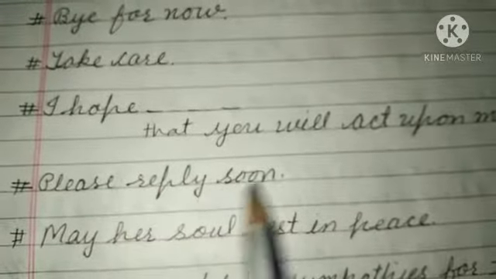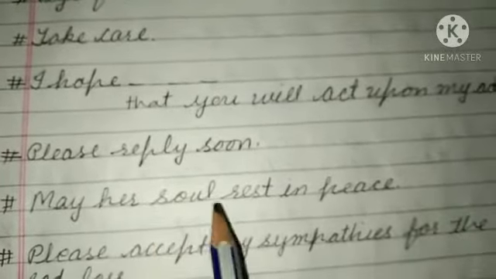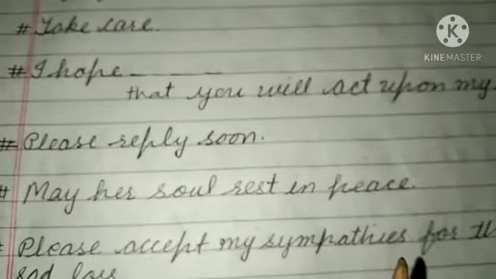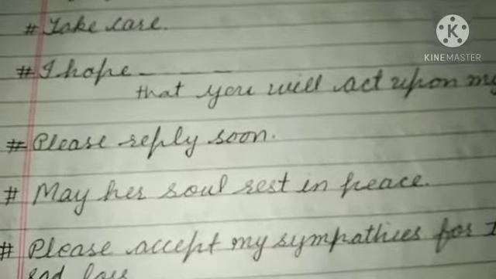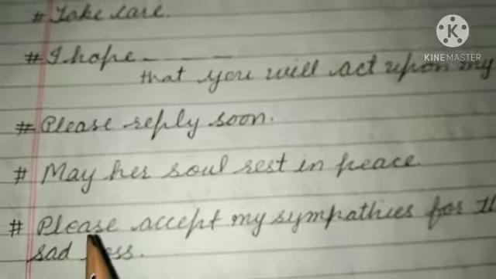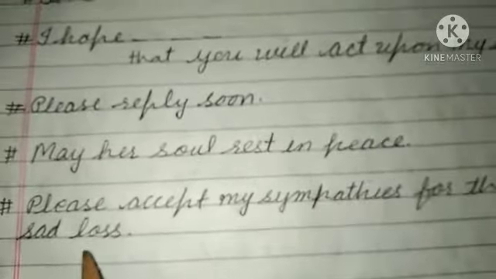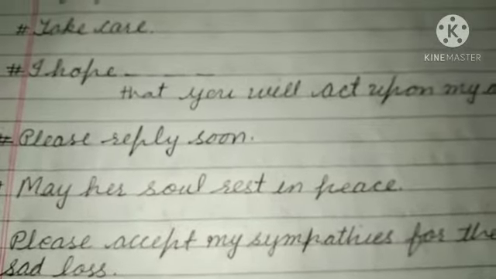Or please reply soon. May her soul rest in peace. Suppose the letter is for or at the death of someone. Please accept my sympathies for the sad loss, and so on.